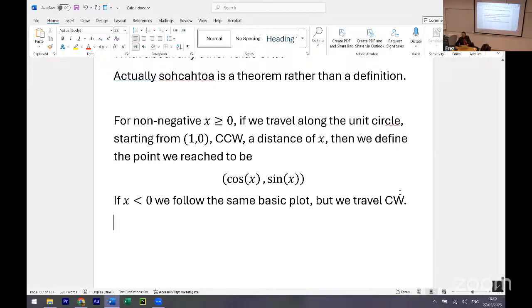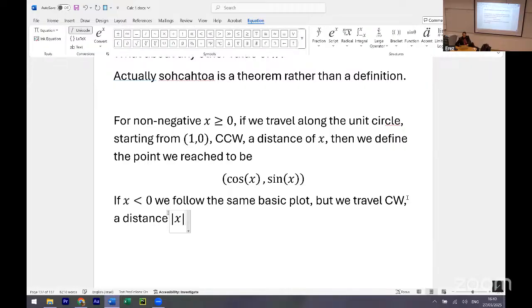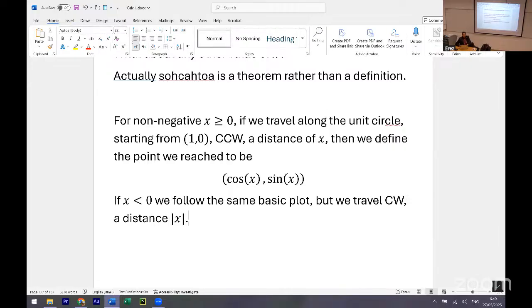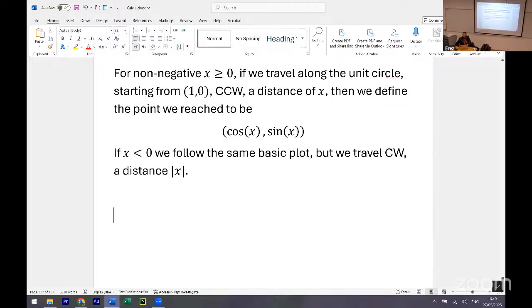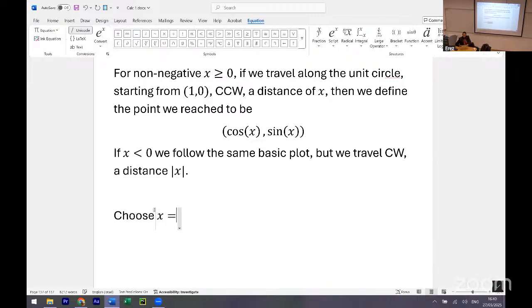Oh, and one more thing: we travel clockwise a distance of... we cannot go a distance of x, because x is negative. So which distance do we take? Absolute value of x. Okay. So these are the two changes. So let's start with the positive value. Choose x being pi, right? And follow the story.